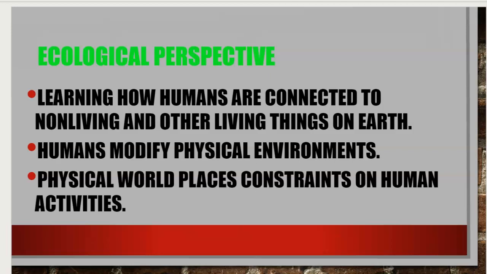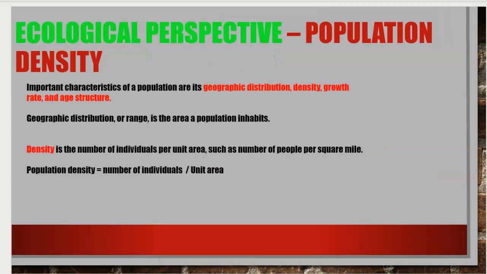For instance, there could be an earthquake. We're not going to be able to use lands if we know that they're frequent in earthquakes. Okay, so that would be an example of the physical world placing a constraint on human activity. All right, so when we talk about ecological perspective, something we have to think about is population density. When we talk about population, there's geographic distribution, density, growth rate, and age structure. These are all important characteristics when we're thinking of population.